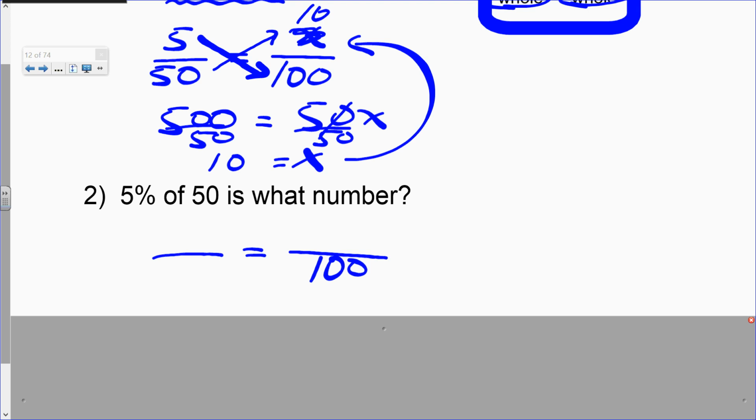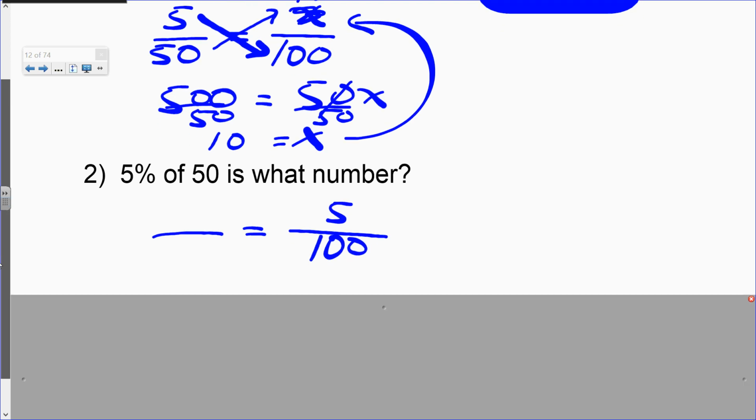Is a percent unknown, or is a percent known in this problem? It's known. There it is. So I'm going to put 5 over 100. That's what 5% means. I want you to get a sense of the power of this formula. Once you understand and the light bulb goes off, it's powerful.